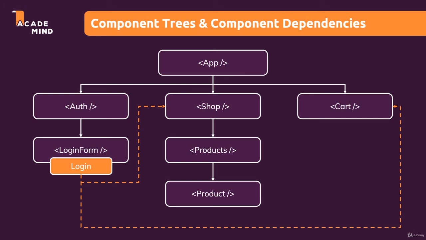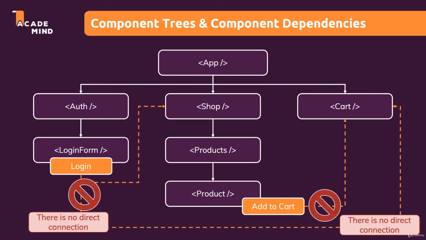Let's say the user adds a product to the cart. We need that information in the cart component to show the product there, for example. But since the product is a direct child of products, which is a child of shop, which is a child of app, and since the login event happens in the login form, which is a child of auth, which is a child of app, we don't have those direct connections to the other components where the data might be needed.